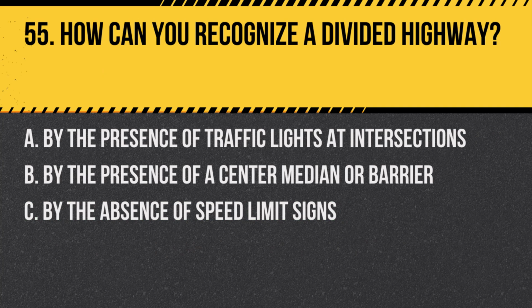Question 55. How can you recognize a divided highway? A. By the presence of traffic lights at intersections. B. By the presence of a center median or barrier. C. By the absence of speed limit signs. Answer. B. By the presence of a center median or barrier. You can recognize a divided highway by the presence of a center median or barrier separating opposing lanes of traffic, providing a physical separation between traffic traveling in opposite directions.